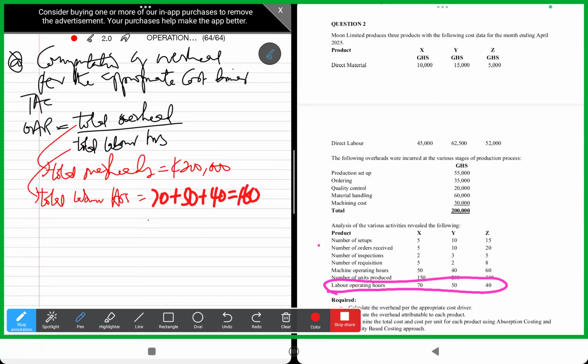It's 160. I'm not using the currencies. I'm not using the Ghana cedis. I need a total labor hour. So the business used 160 hours to produce all the XYZ. All right.